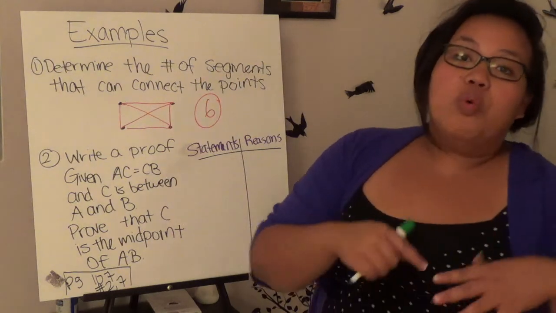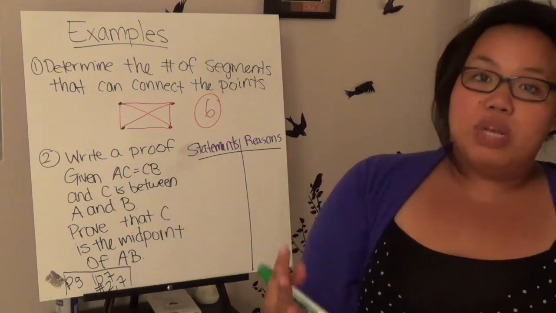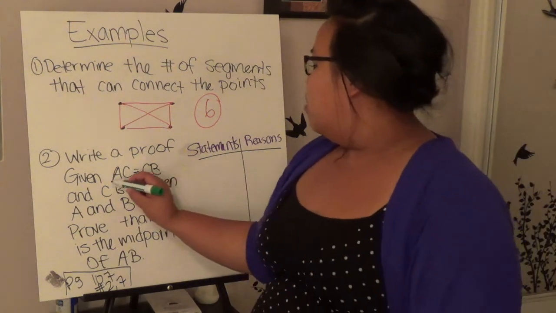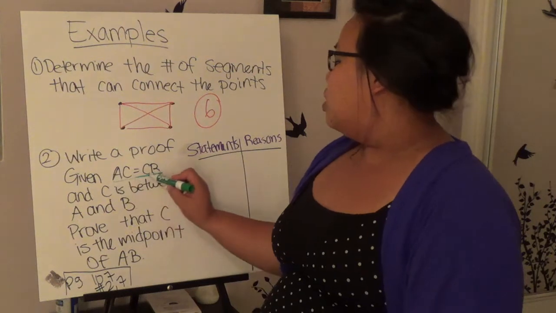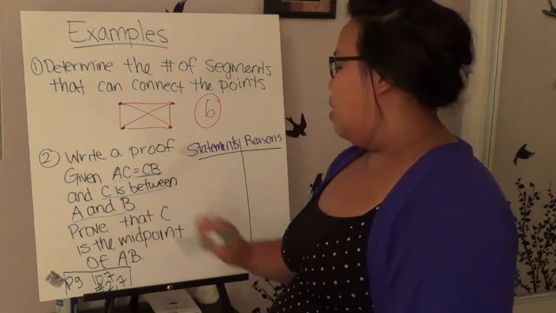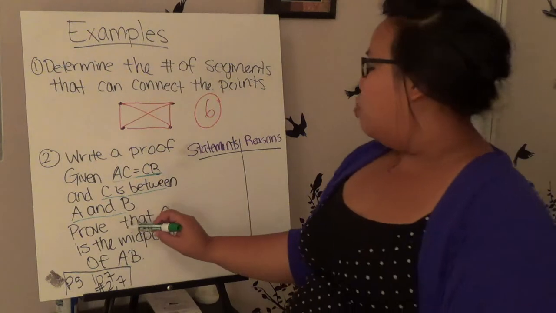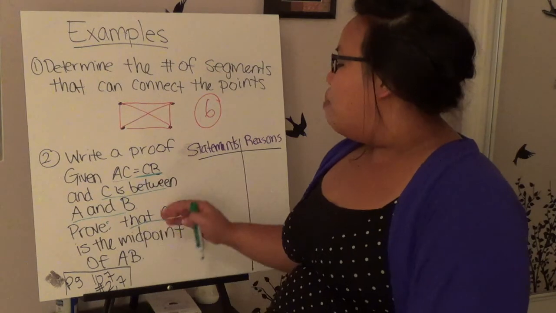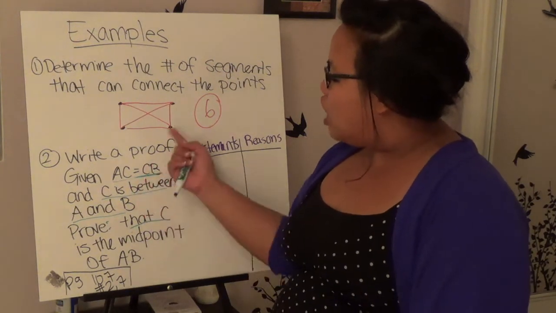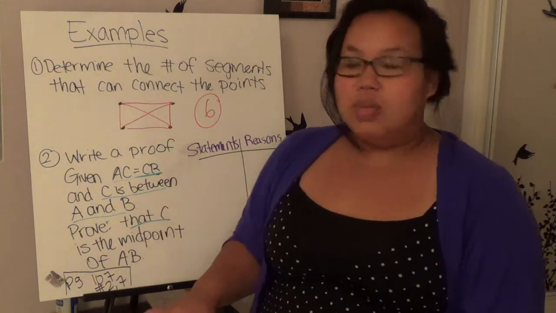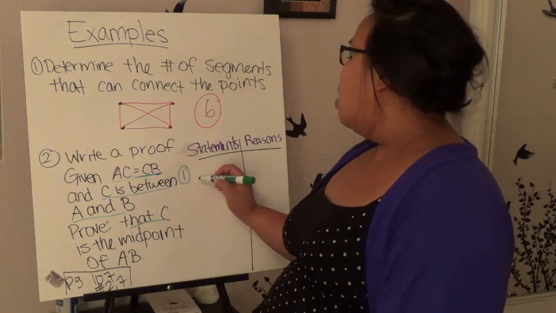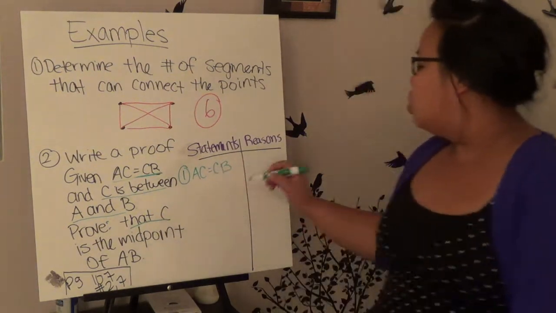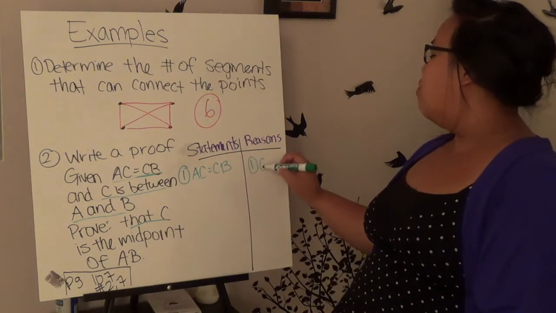What that means is, what is the original information they're giving you before you try to figure out what they're trying to prove. So here is my given: AC equals CB, and C is between A and B. And it wants us to prove that C is the midpoint of AB. They give me this information and they want me to get to here using logic. So my first statement is going to be my given, AC equals CB. And my reason for saying this is true is because this is the information they gave me, so I can put given.